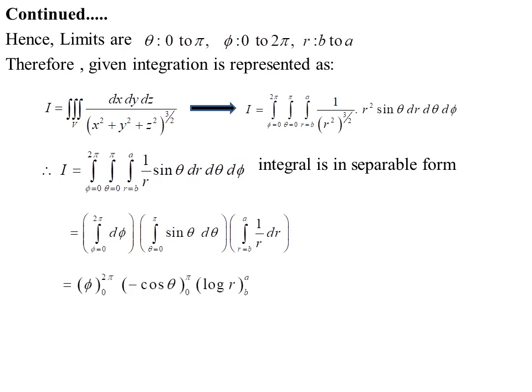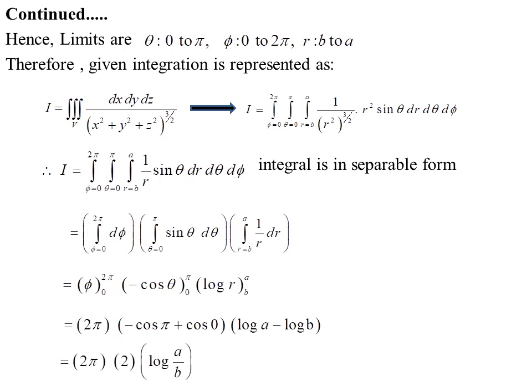So the evaluation of the first integration is phi varying from 0 to 2 pi, the second bracket's integration of sin theta is minus cos theta varying from 0 to pi, and the third bracket's integration is log r varying from B to A. Substituting upper and lower limits in this, we'll get the simplification as appearing on the screen. First bracket is 2 pi, second bracket after evaluation is 2, and third bracket after evaluation of log is log of A by B. So our final answer here we are getting as 4 pi into log A by B.